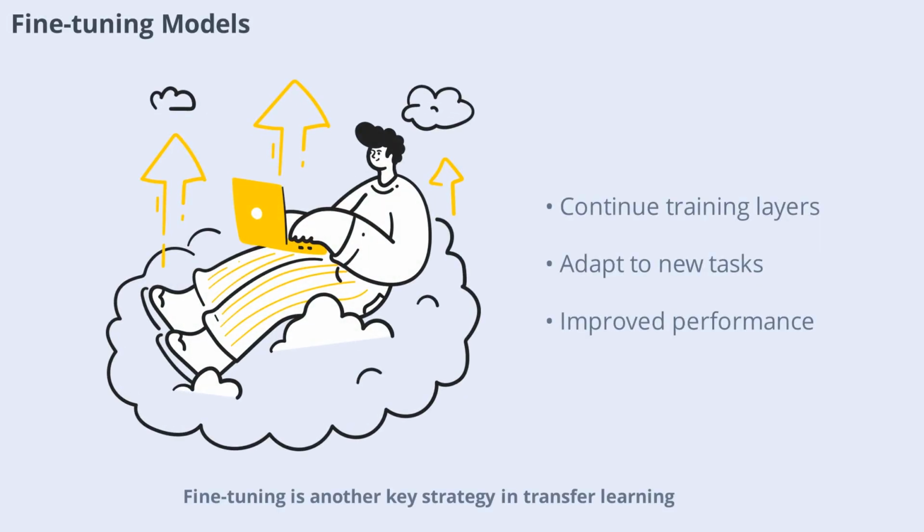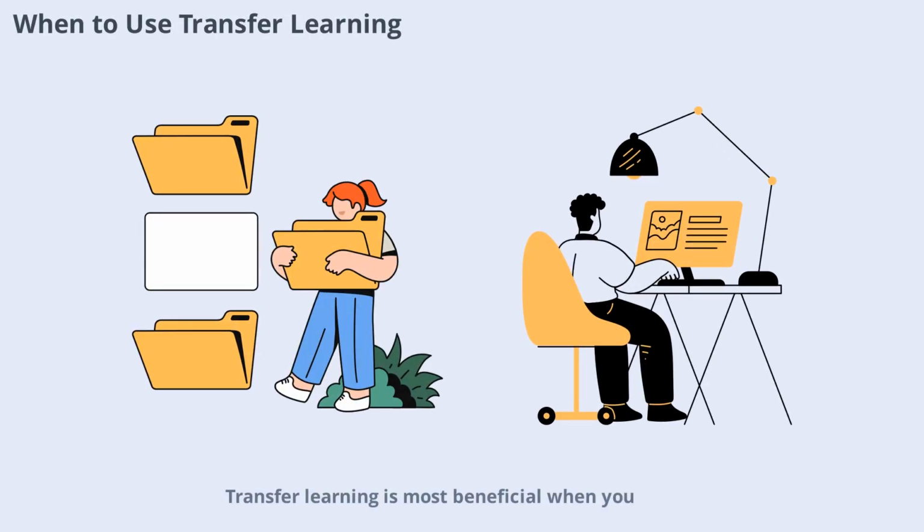Fine-tuning is another key strategy in transfer learning. Instead of just using the pre-trained model as a fixed feature extractor, you continue training some or all of its layers on your new dataset. This allows the model to adapt more closely to your specific task. Fine-tuning can lead to even better performance, especially when your new task is similar to the original one the model was trained on.